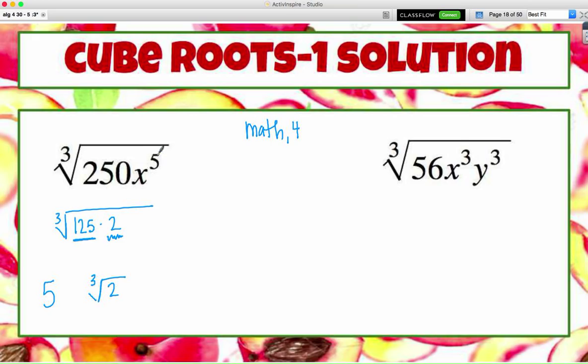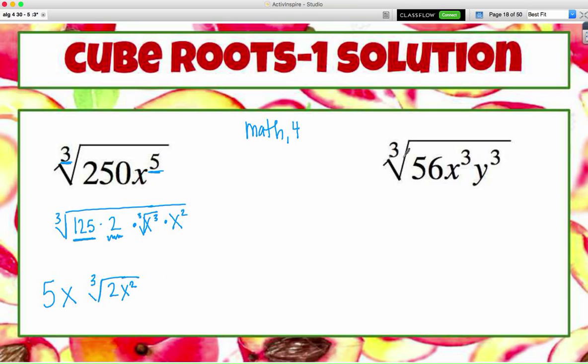Same thing as when we were taking the square roots of variables, I simply need to be able to divide this exponent by the index here. 5 is not evenly divisible by 3, but I could break this x to the 5th power up into x cubed times x squared, because that's how I would get x to the 5th power. And I can take the cube root of x cubed, that would just be x. And then x squared would be left underneath the radical with the other two.